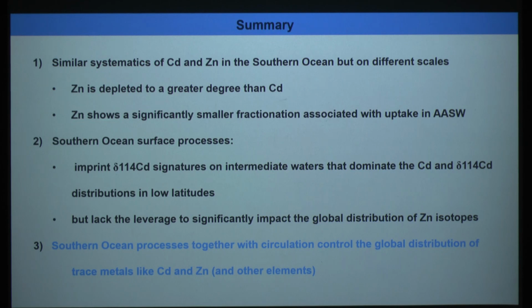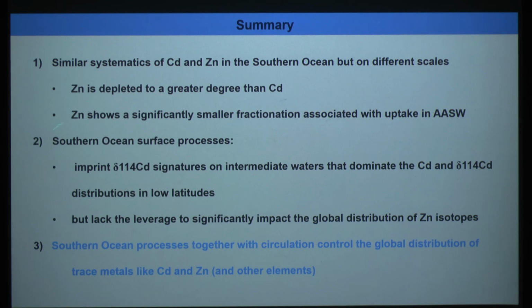However, zinc is depleted to a greater degree than cadmium, and also sooner, so to speak, further south, which is really important. Also, zinc in general just shows a smaller fractionation, which is somewhat counterintuitive, because you think if you draw down more zinc, you'd see the bigger fractionation. So for the first people who looked at zinc isotopes in the Southern Ocean, like Derek Vance, this was a big disappointment.